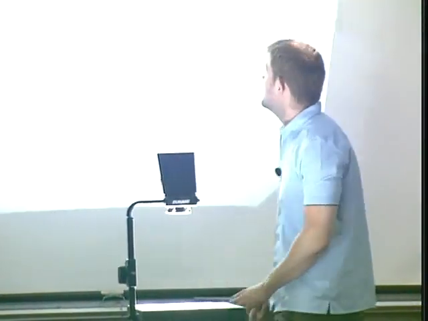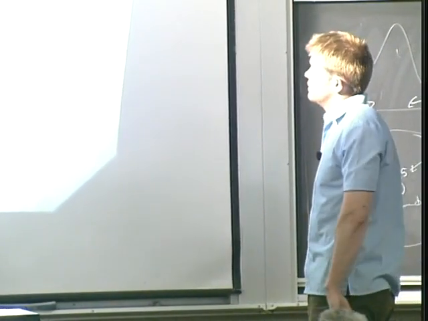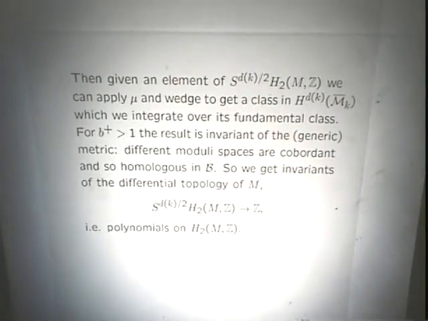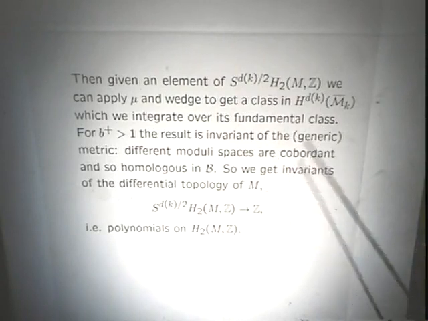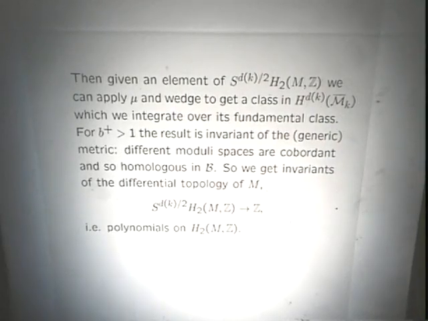And now, given a bunch of elements in H2 of the moduli space, because we're dealing with 2-forms, they all commute, so it might as well be a symmetric power of elements of H2. We apply mu to each of them, wedge them all together, get a class in here. This is the dimension of this, so we can then integrate it.